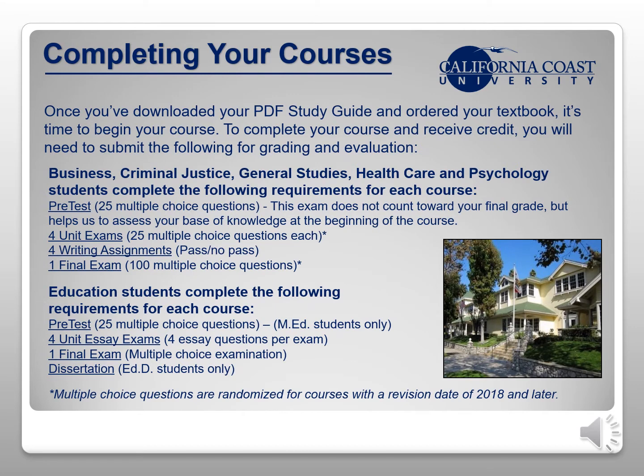Completing your courses. Once you've downloaded your PDF study guide and ordered your textbook, it's time to begin your course. To complete your course and receive credit, you will need to submit the following for grading and evaluation: business, criminal justice, general studies, healthcare, and psychology students complete the following requirements for each course: pre-test, 25 multiple choice questions.